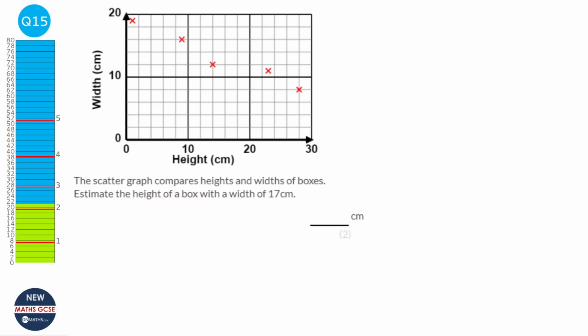So whenever we have a scatter graph, chances are we'll be drawing a line of best fit. And so that's what we'll start off with, draw a line of best fit in. And it says we're looking for an estimate of the height of the box with the width of 17.